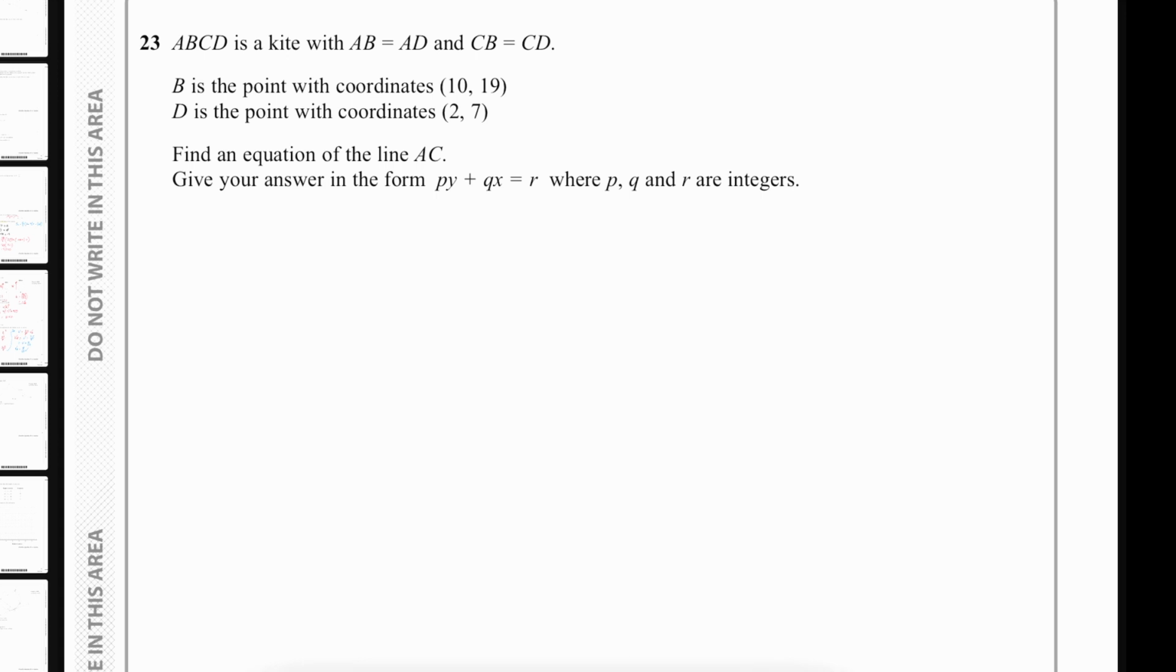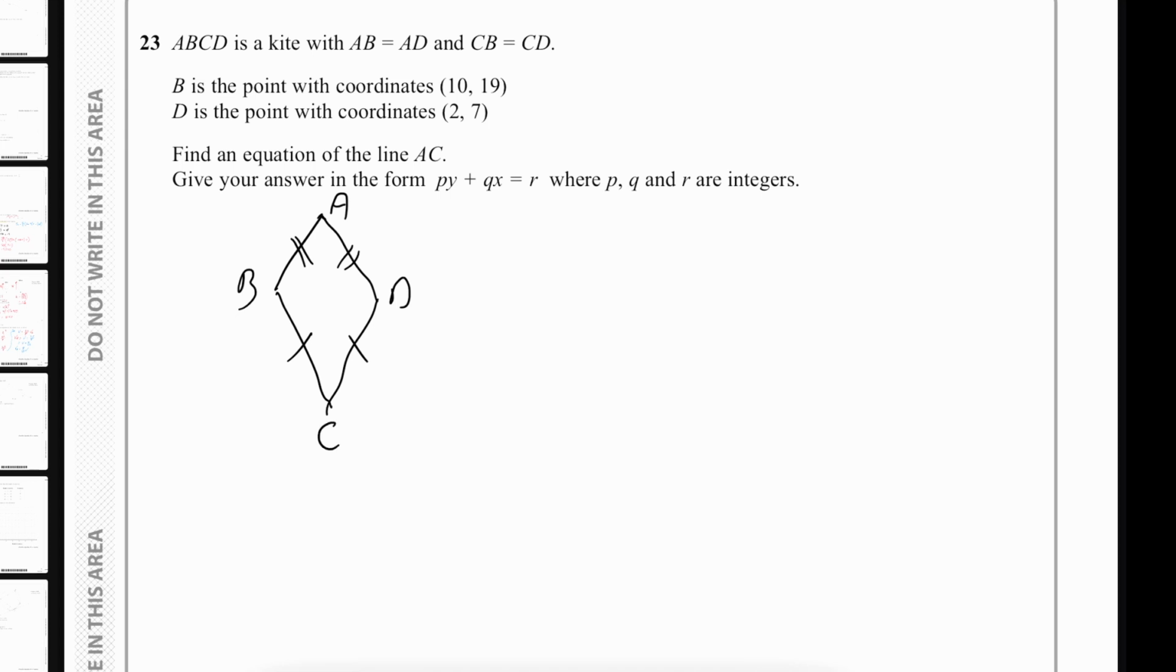Alright, so the last and final question. ABCD is a kite with AB equals to AD and CB equals to CD. So with our kite, we have two sides that are equal, so it means that those two will be equal and those two have to be equal. If we have a look at it, we have AB and AD. So A is now common, and that leaves B and D. And then C is common to both.